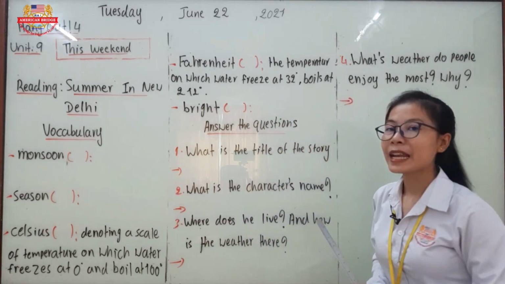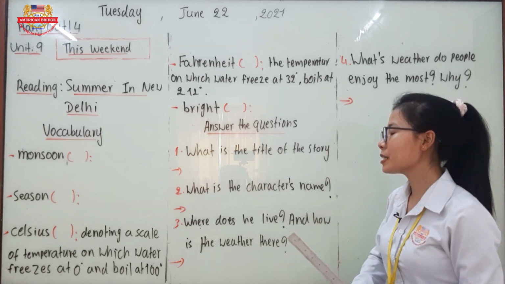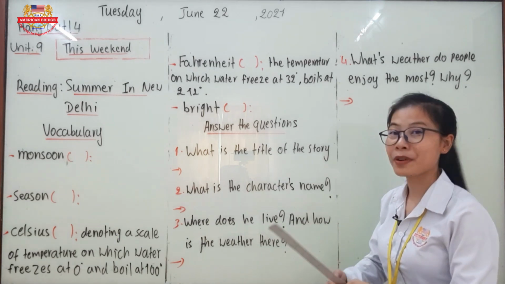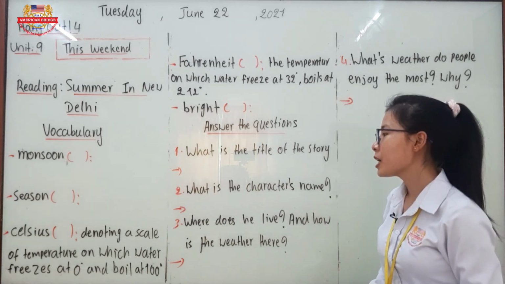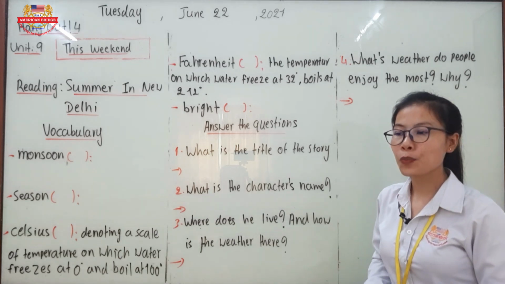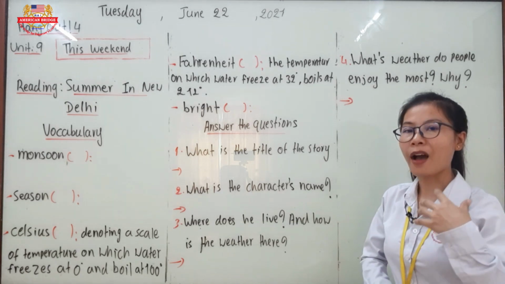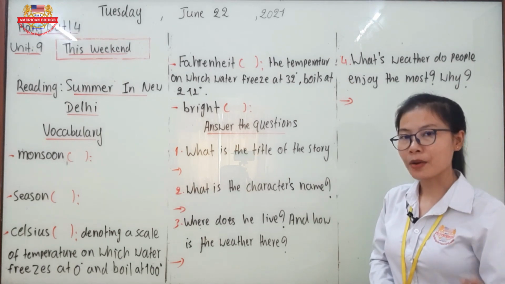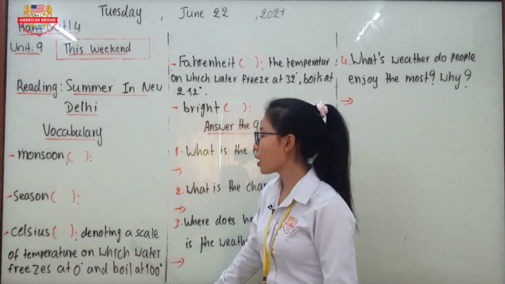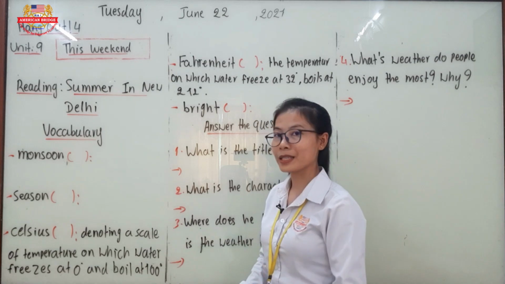All right. Let's go to the next word, Celsius. Celsius means denoting a scale of temperature on which water freezes at 0 Celsius and boils at 100 Celsius. So Celsius we refer to the temperature of something, of the weather, of the water, and so on. And normally the water freezes at 0 Celsius and boils at 100 Celsius.